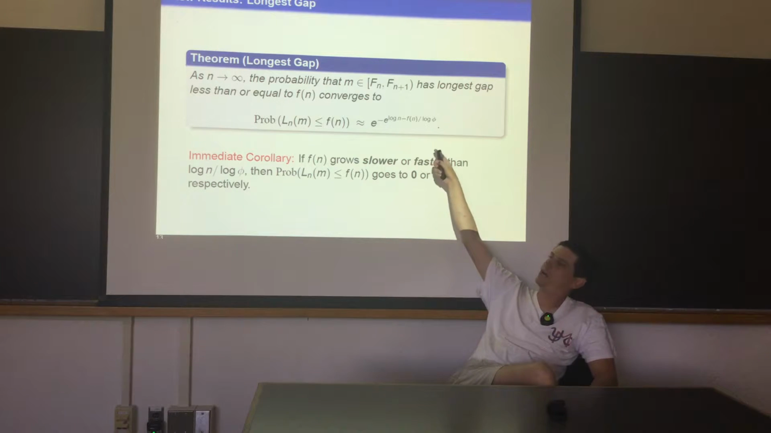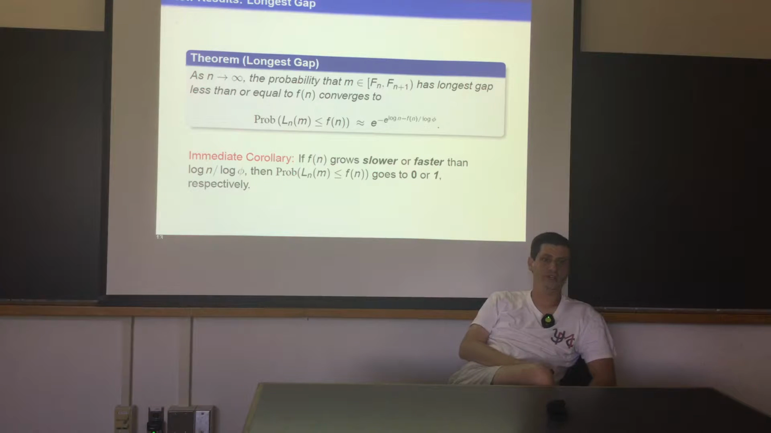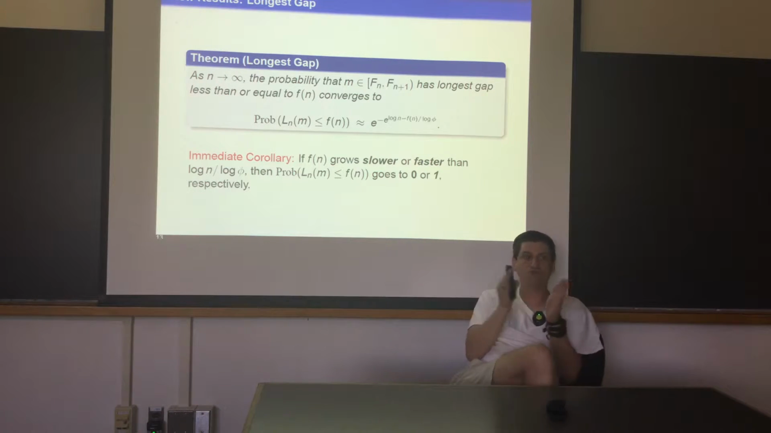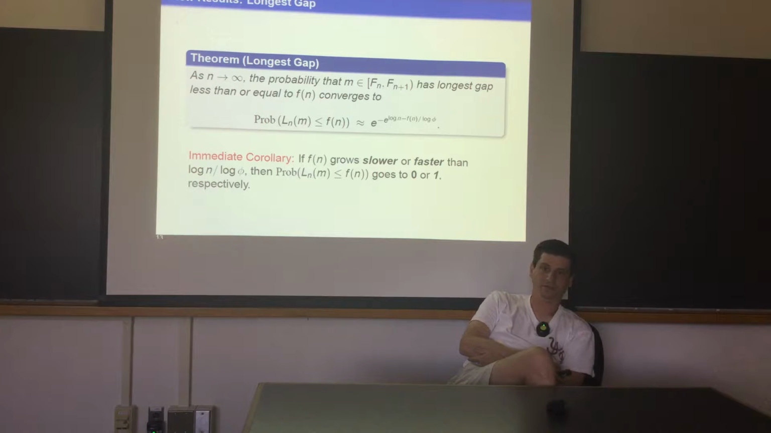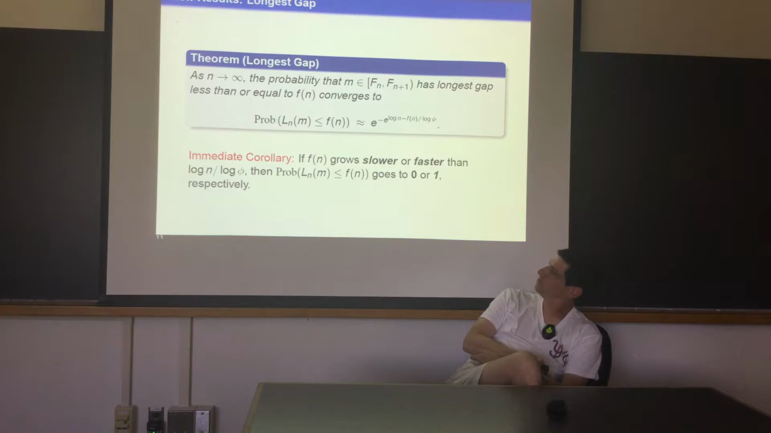So if you're just a little bit past log n, you have 1. If you're just a little bit before, you have 0. So the probability is extremely tightly concentrated about the mean. And there are very few processes that are this tight.